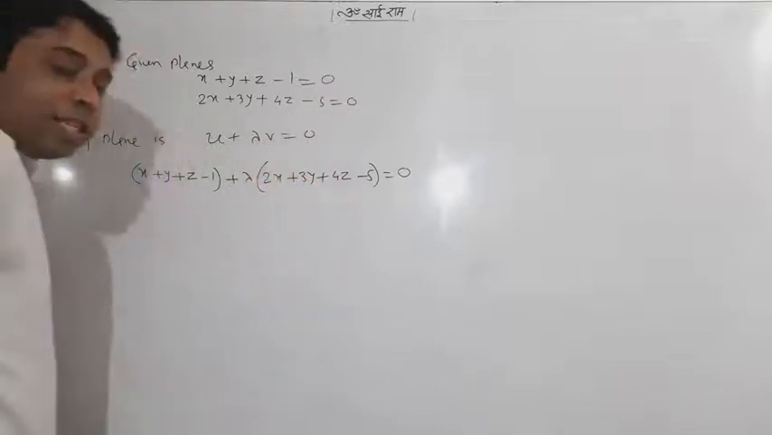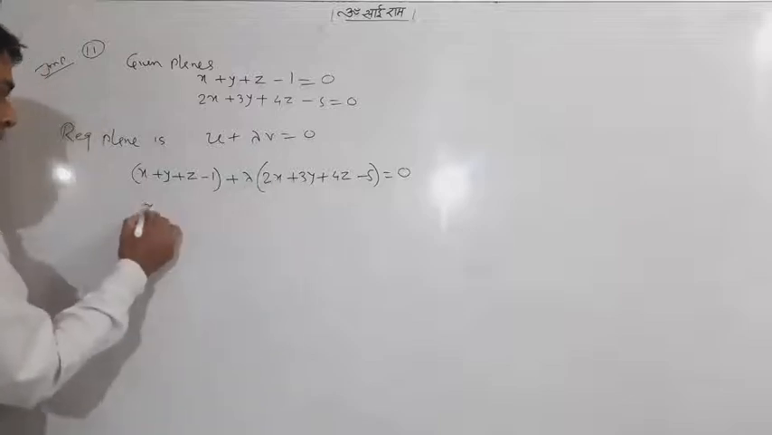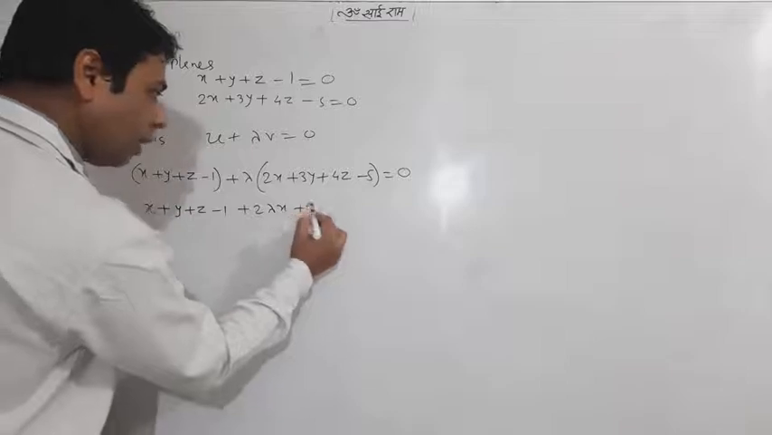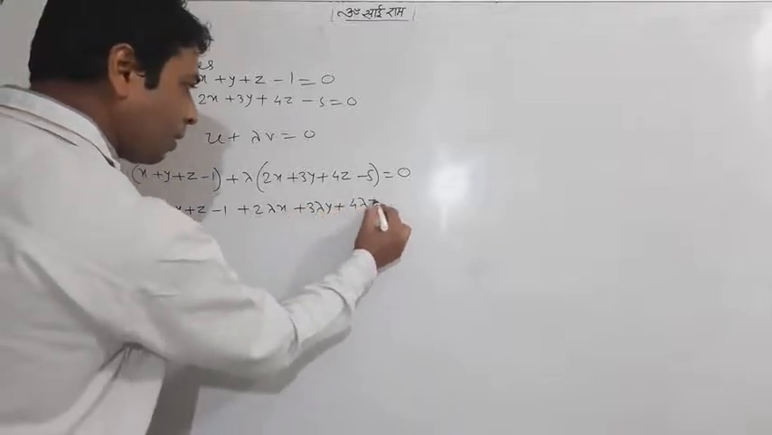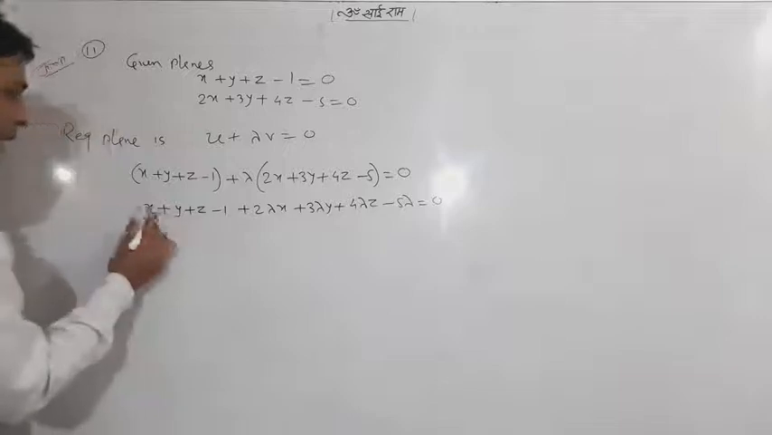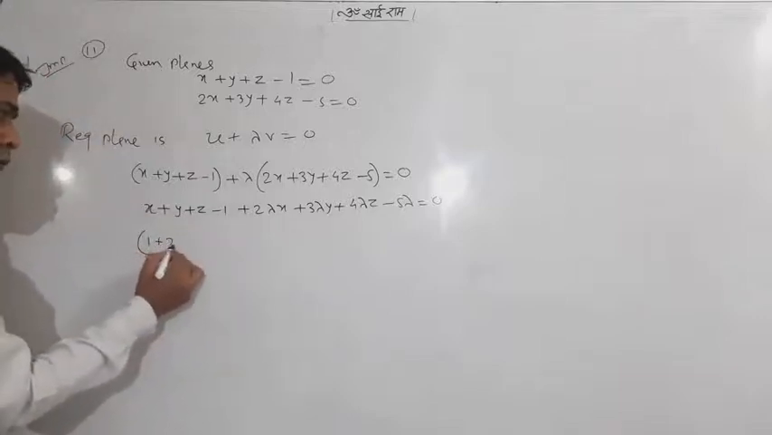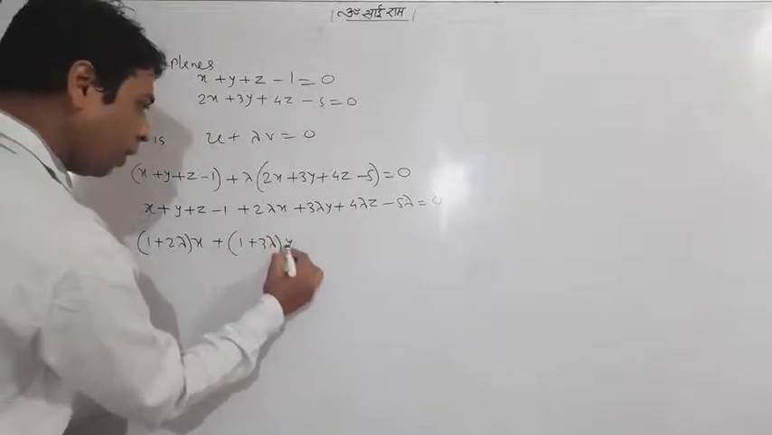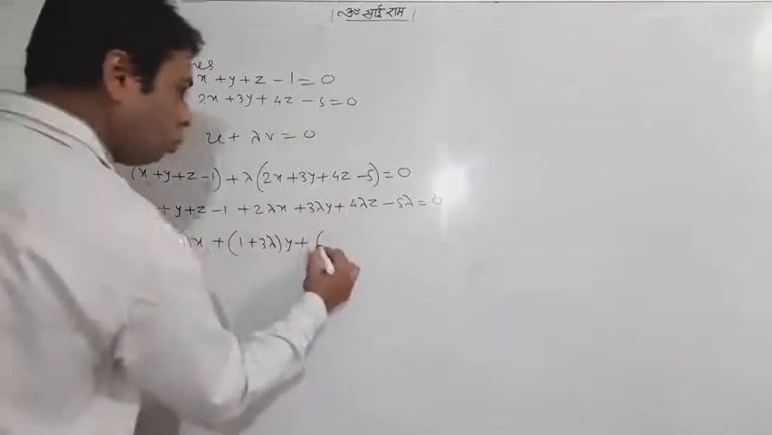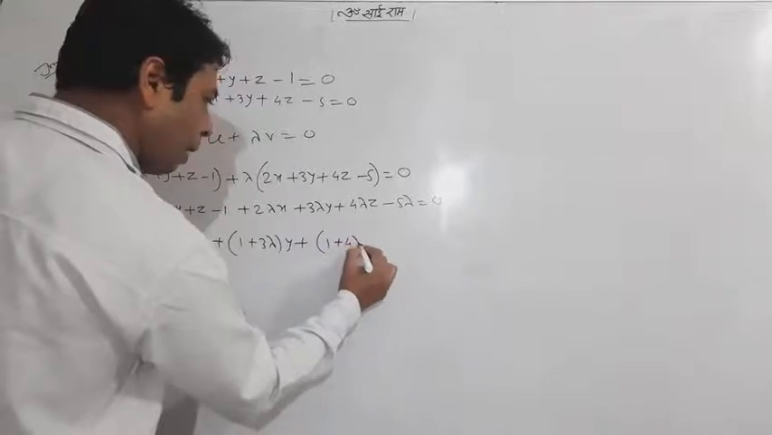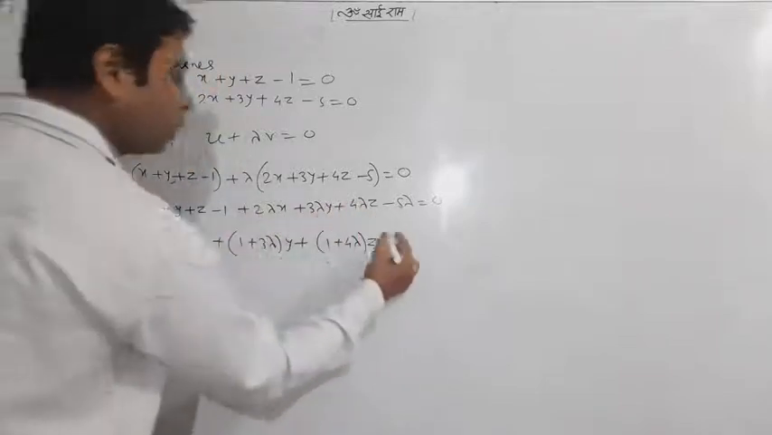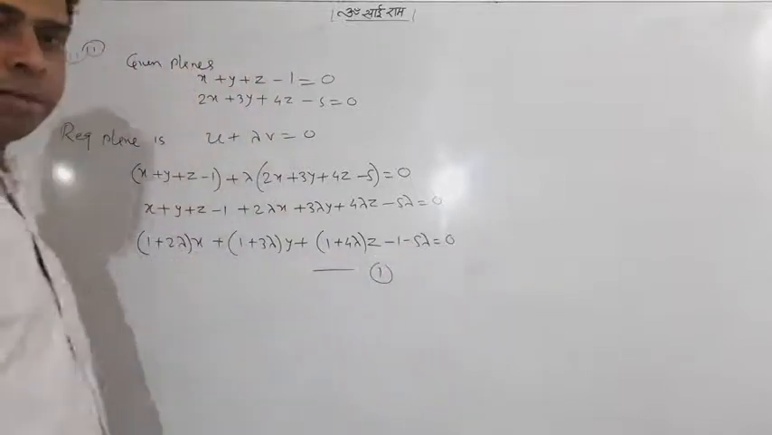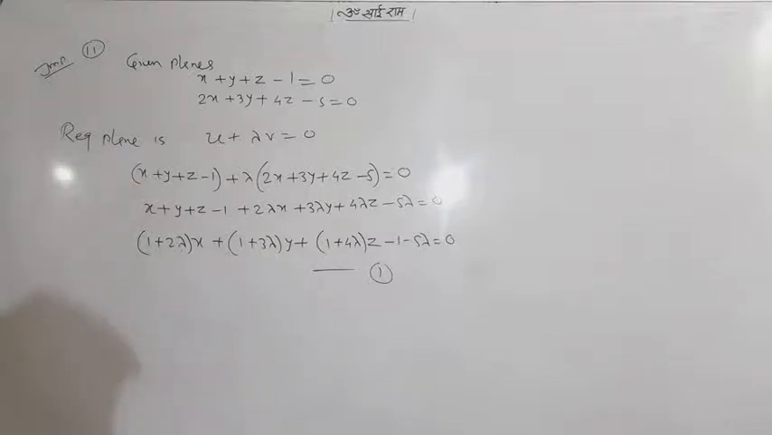Now I will arrange it in some standard form. I'll multiply it by lambda: x plus y plus z minus 1 plus 2 lambda x plus 3 lambda y plus 4 lambda z minus 5 lambda is equal to 0. I'll take x common: 1 plus 2 lambda into x. I take y common from these two: 1 plus 3 lambda into y. I'll take z common from these two: 1 plus 4 lambda into z, and lastly minus 1 and minus 5 lambda I'll put the same. This is my answer where lambda is still hidden.